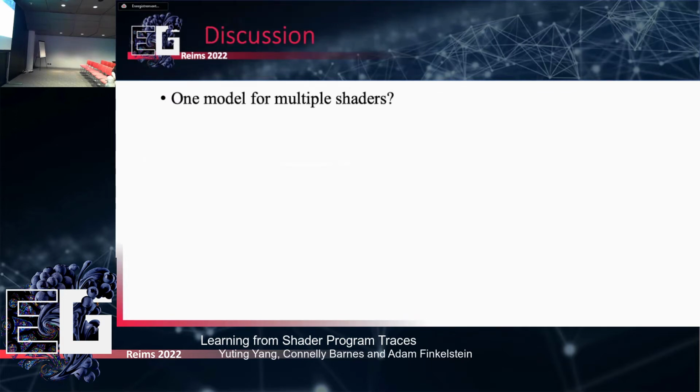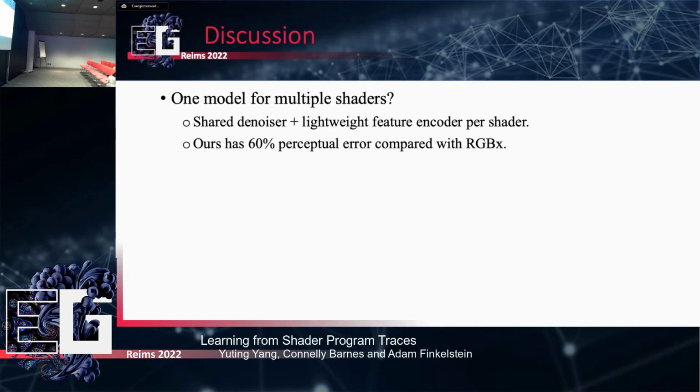Here are some discussions we feel might help future exploration in this direction. Firstly, besides training a model per shader, we could also explore whether part of the learning model can be shared across shaders within the same task. In our paper, we included a preliminary result by training a shared denoiser for four shaders. Ours can still outperform RGBX with 60% perceptual error on average.